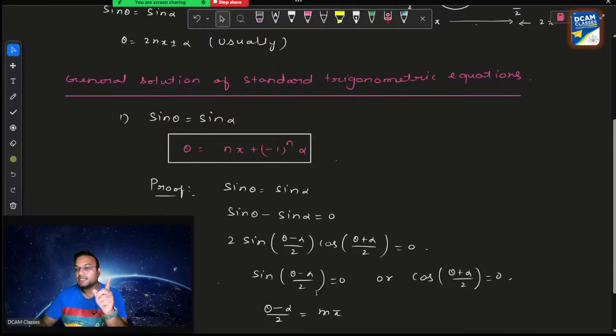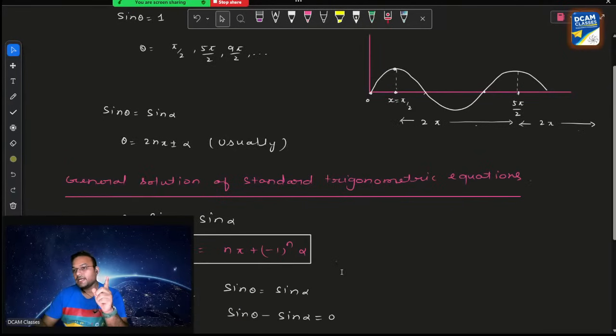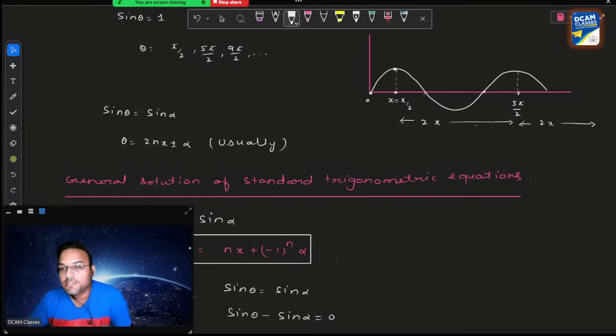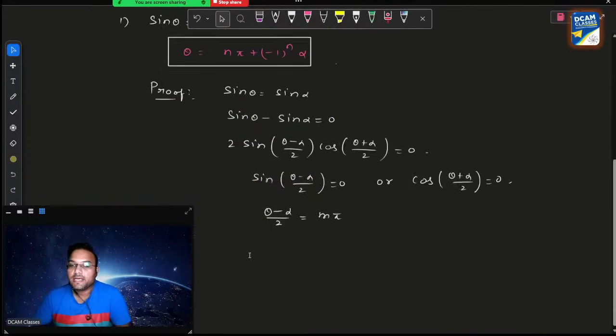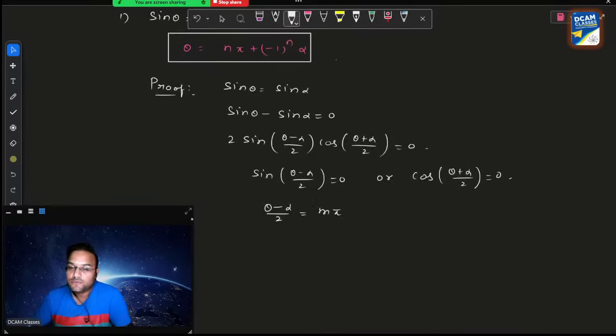Because see, the sine becomes 0 at every pi interval. 0, again at pi it will become 0, again at 2 pi it will become 0, again at 3 pi it will become 0, like that. So after an interval of pi it becomes 0. So that's why I have written theta minus alpha by 2 is equal to m pi. Similarly, or you can take cos theta plus alpha by 2 is equal to 0.